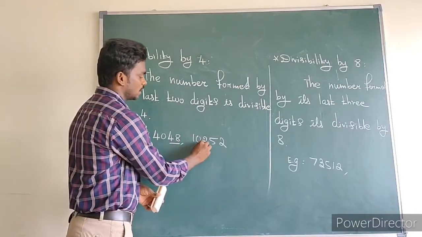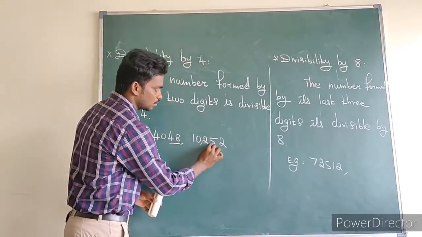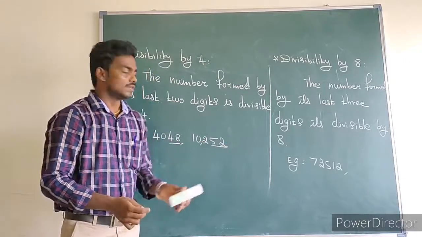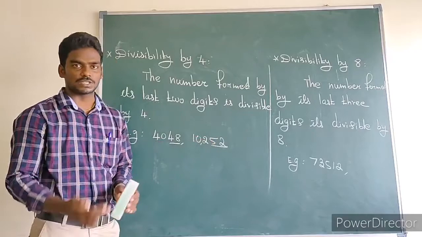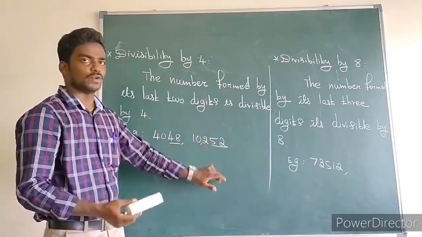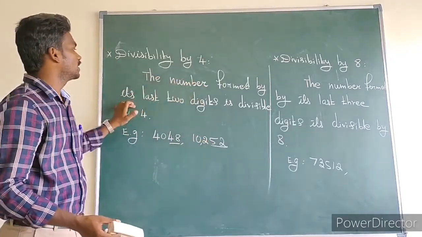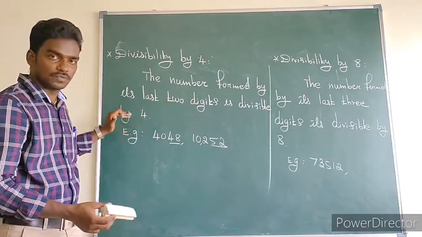What is the next one? 10,252. What are the last 2 digits? The last 2 digits are 52. 52 is divisible by 4. So the number 10,252 is also divisible by 4. So what is the condition? The number formed by its last 2 digits is divisible by 4.